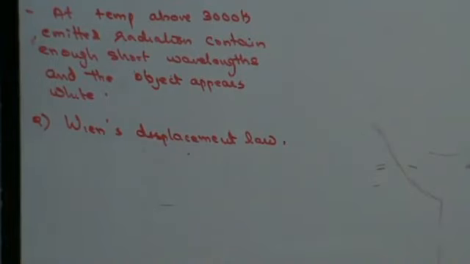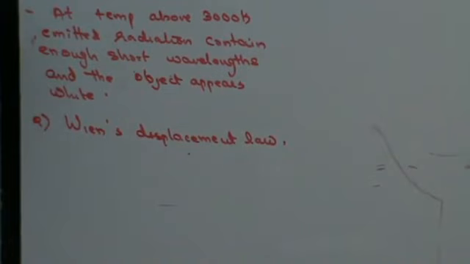For every particular temperature, the maximum amount of heat energy will be carried by a particular wavelength, and as the temperature increases, the value of the wavelength carrying maximum energy decreases, right? And this was proved by Wien, and this is called Wien's displacement law, right?